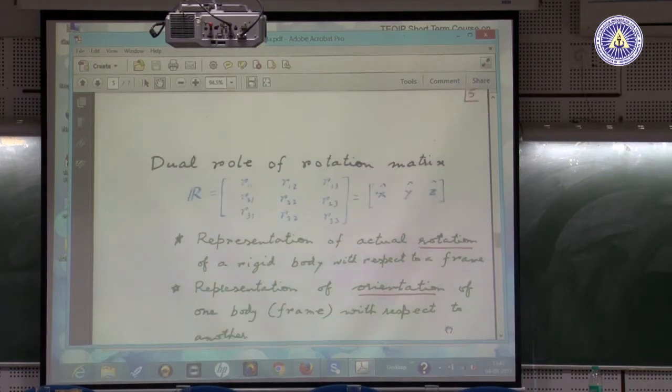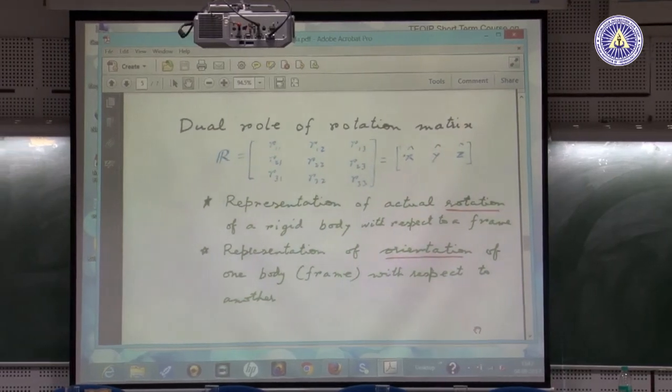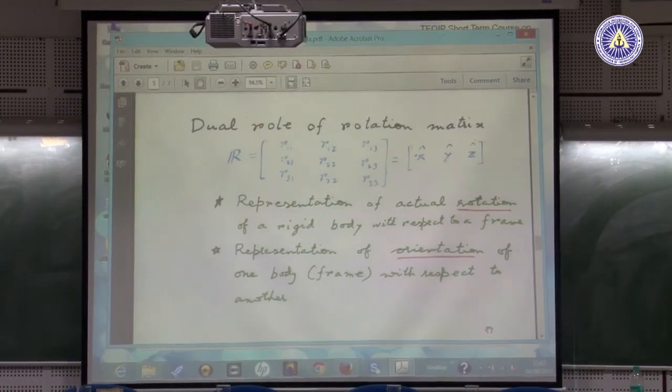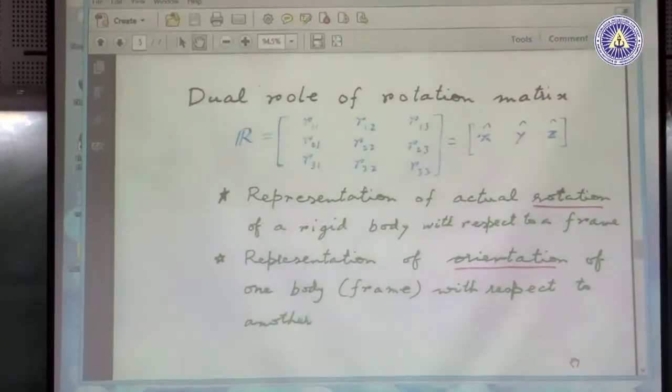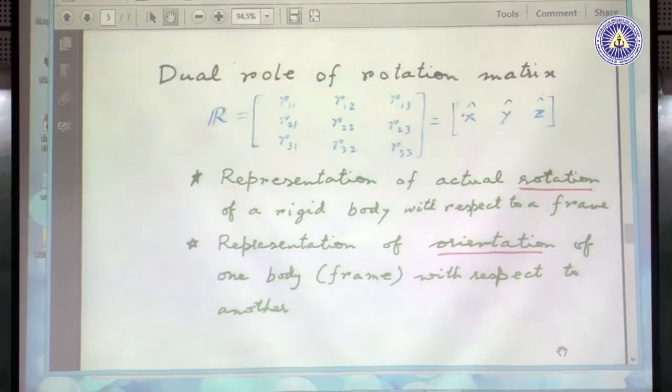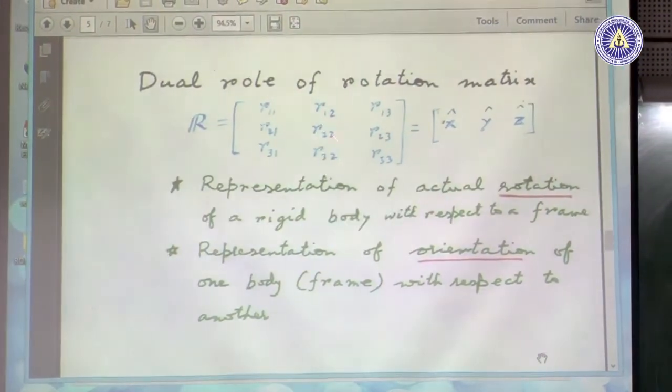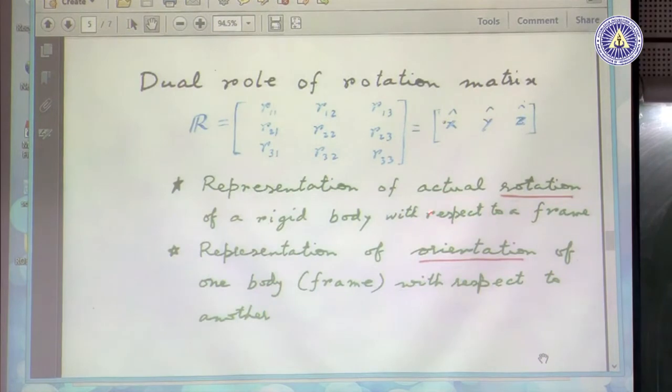Now, this is something to keep in mind, that the rotation matrix as well as the 4 by 4 homogeneous transformation plays a dual role. That is, on one side this matrix represents an actual rotation of a rigid body with respect to a frame, and the same matrix will represent the orientation of a frame with respect to another. What is the idea that I am trying to express?